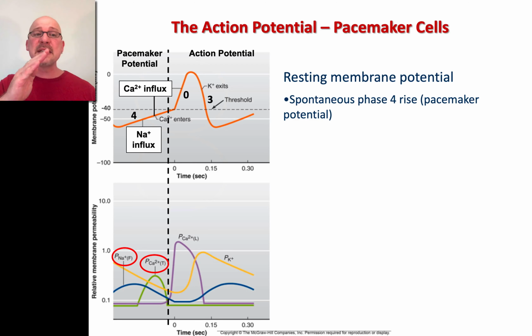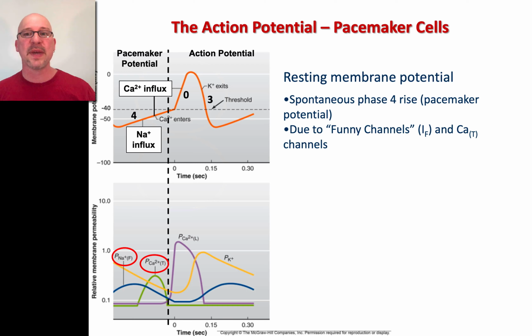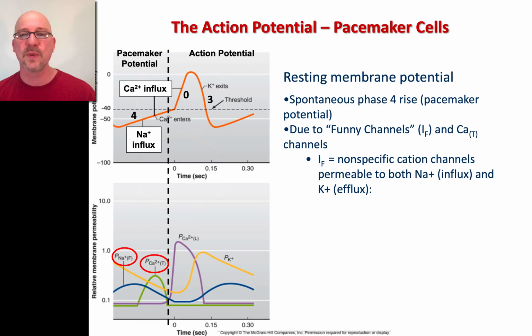So sodium comes in a little bit, and then once it gets positive enough, some calcium comes in through transient channels, and then some longer-term calcium channels open up, and we get a big rise in the polarity of the cell. That hits our action potential, and the SA cell, the SA myocyte, fires off and then stimulates the cascade down through the normal conduction pathways. So we call these funny channels, and there are some transient calcium channels as well.